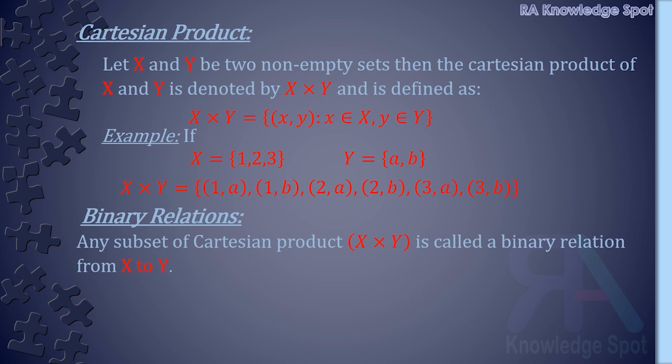Then we can find out the binary relations. So the things are very much in order. Any subset of Cartesian product x cross y is called a binary relation from x to y.